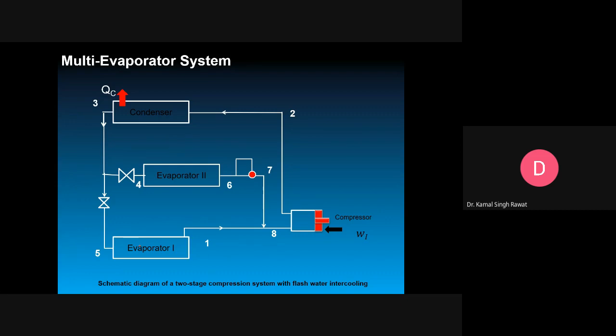Okay, so let's discuss the working of this multi-evaporator system. At point 1, we have saturated vapor. So the outlet of this evaporator 1 is saturated vapor. And the saturated vapor enters the compressor, and suppose this mass flow rate is M1 and this mass flow rate is M2.